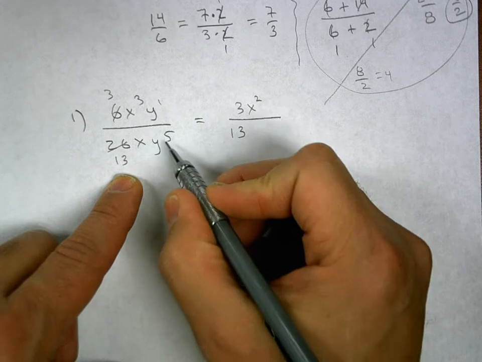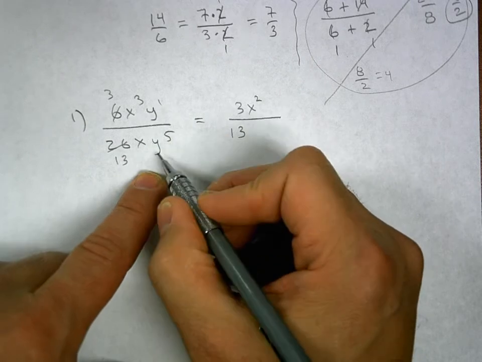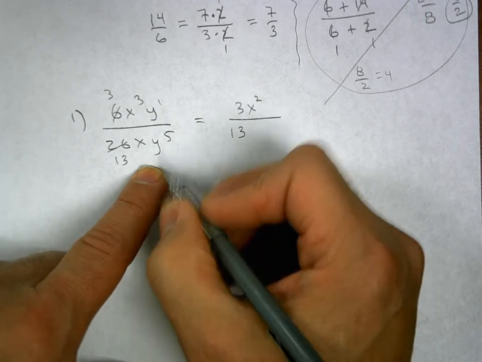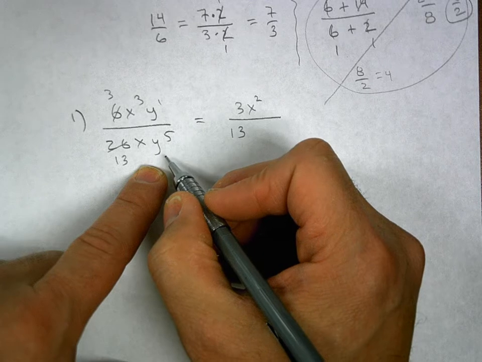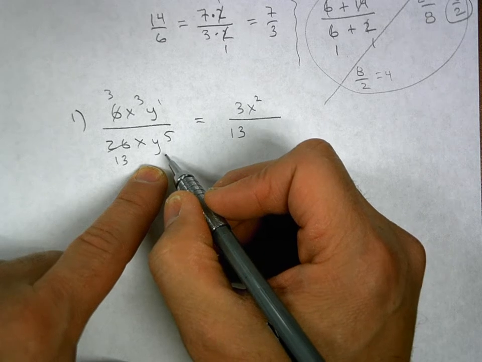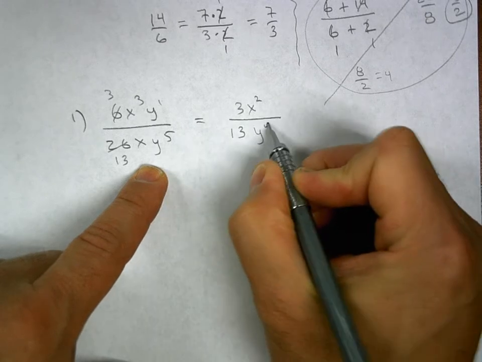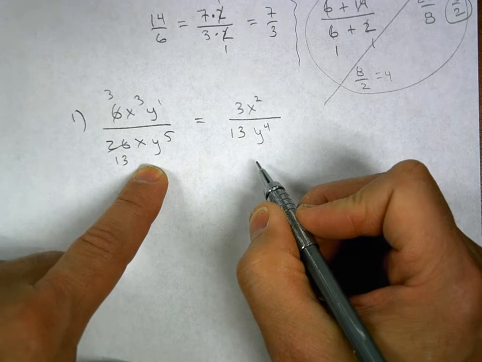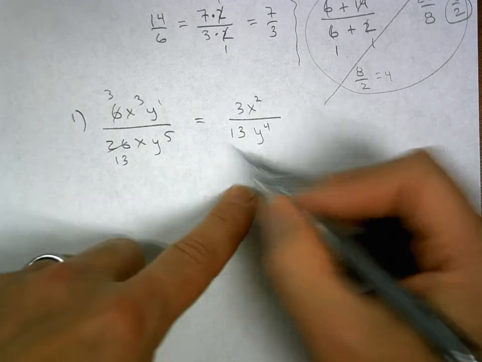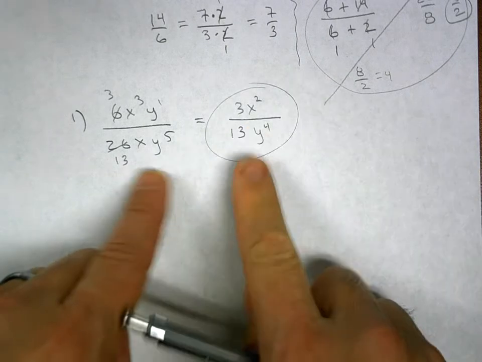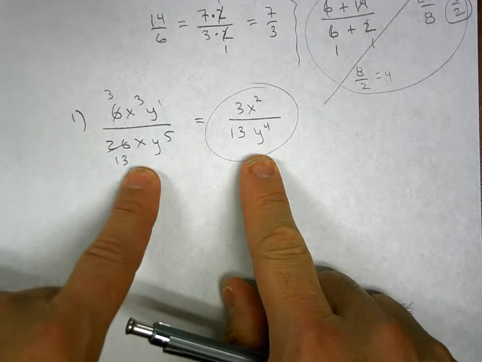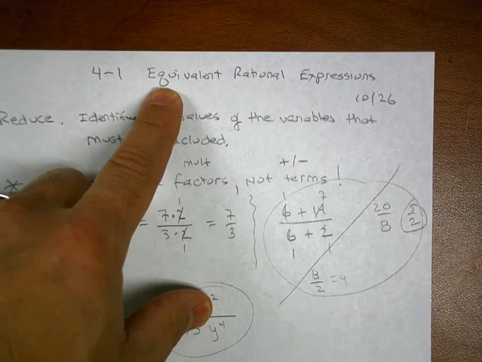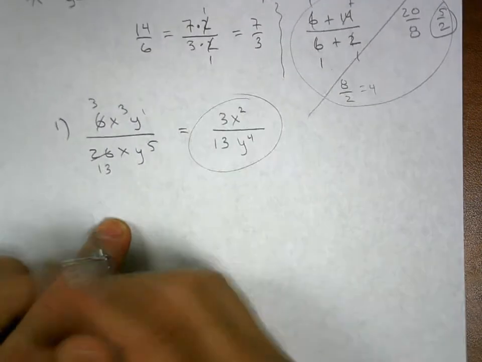Okay, and this is y to the first, so there's 1 y on the top and 5 y's on the bottom. I reduce out one of them, and how many y's are left? Where are they at? On the bottom. There are 4 y's left on the bottom. And there's nothing else we could reduce. So this is an equivalent fraction, an equivalent rational expression, and we just reduced it like that.